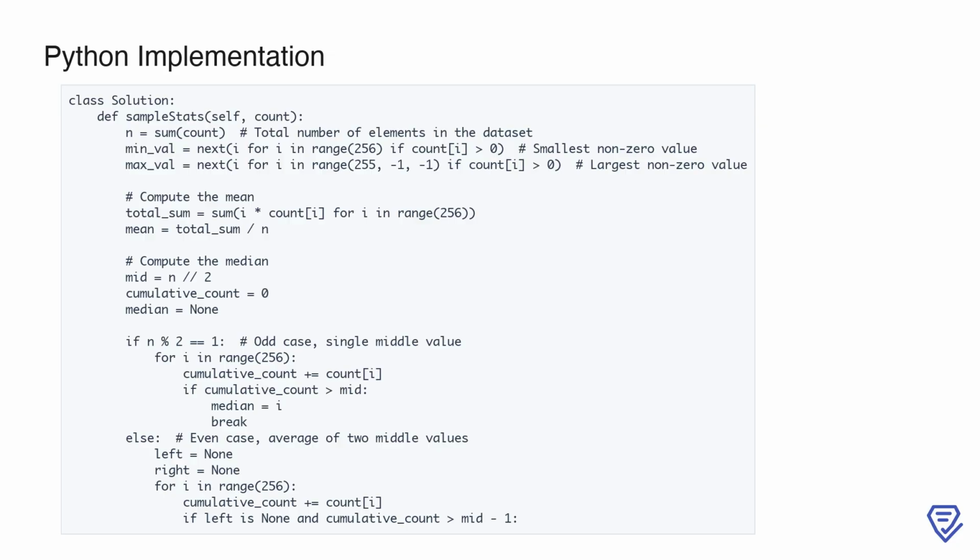The median depends on whether the total count of elements is odd or even. First, we determine the middle index, mid, and initialize cumulative_count to 0. If the total number of elements is odd, we iterate through the dataset, adding frequencies to the cumulative count until it exceeds mid. When this condition is met, the corresponding value becomes our median.